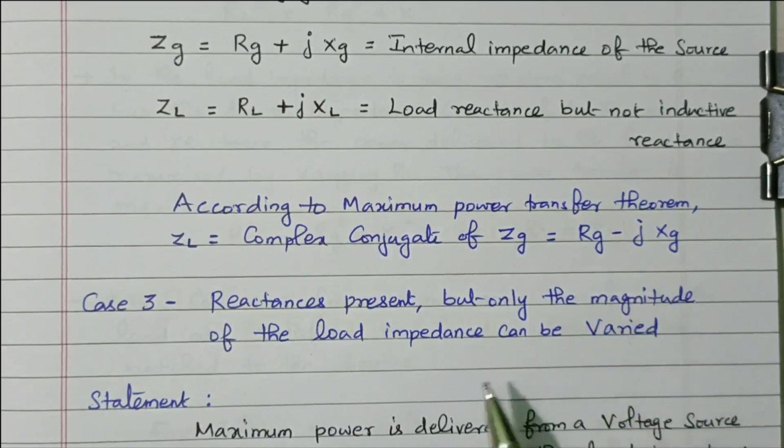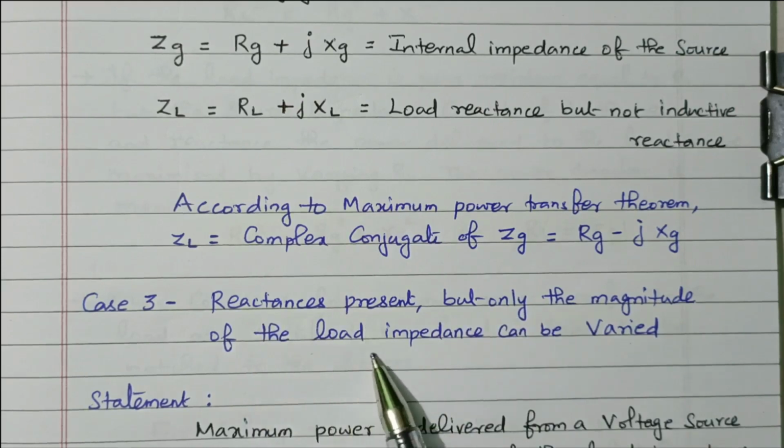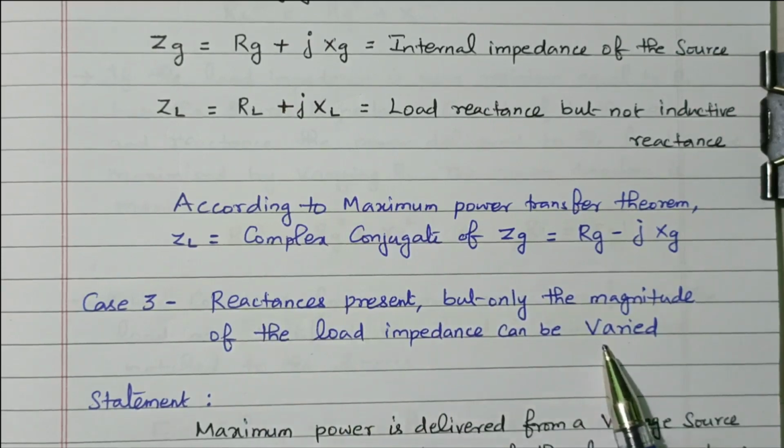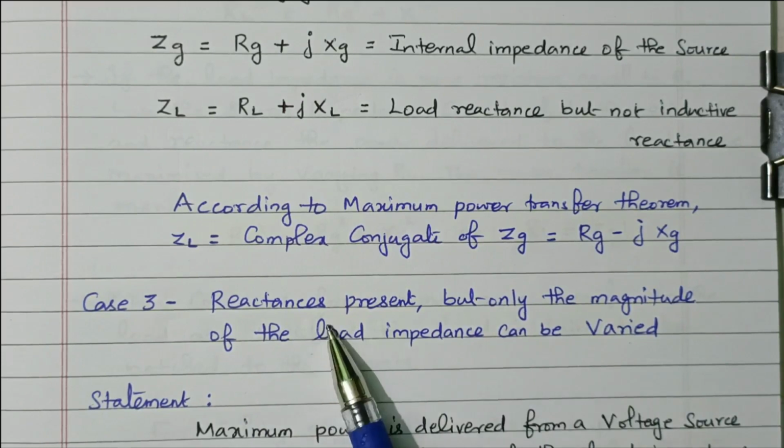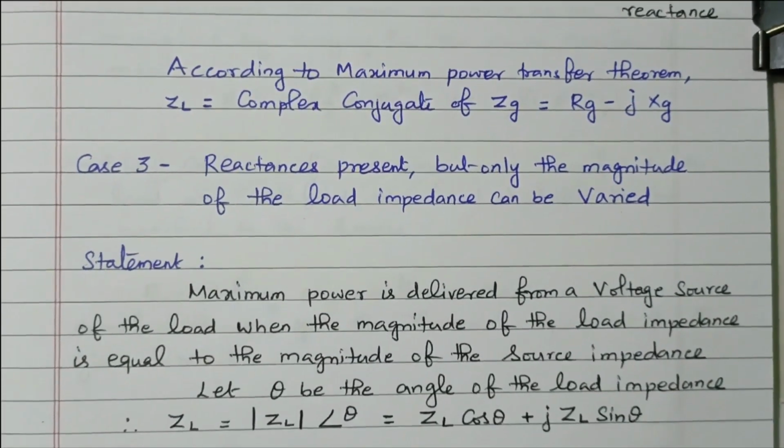Okay, then we'll go to the third case. Reactance is present, but only the magnitude of the load impedance can be varied. Only the magnitude is varied. Here also reactance is present. Now we'll see the statement. What is the statement of this?